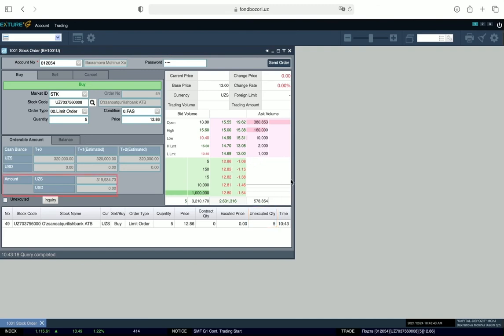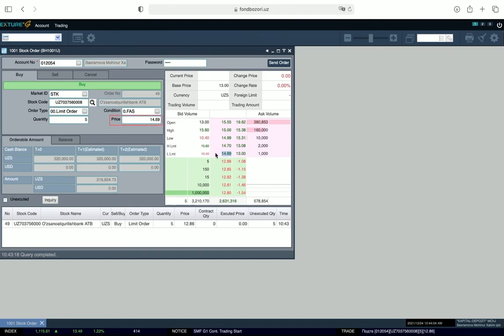We were charged money for the purchase of 5 stocks for 12.86 sums. If by the close of the market the seller doesn't sell me the stocks, then this money will be returned to my account. Now let's buy 1 stock from the seller at a fixed price. The lowest price is 14.69 sums, so let's buy 1 stock for this price.